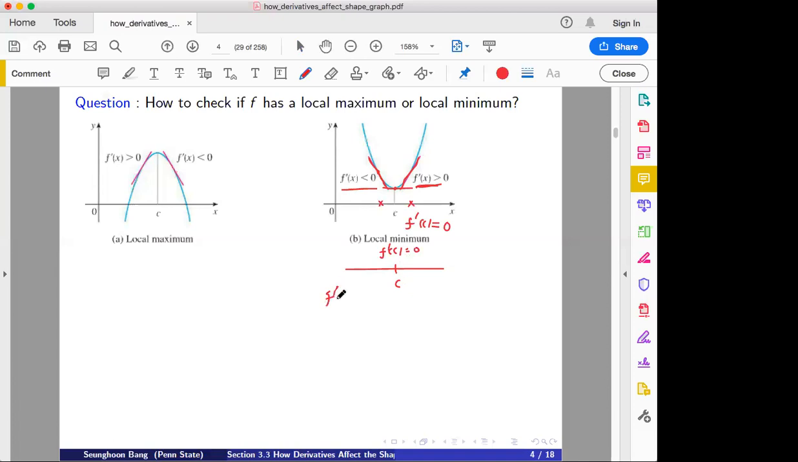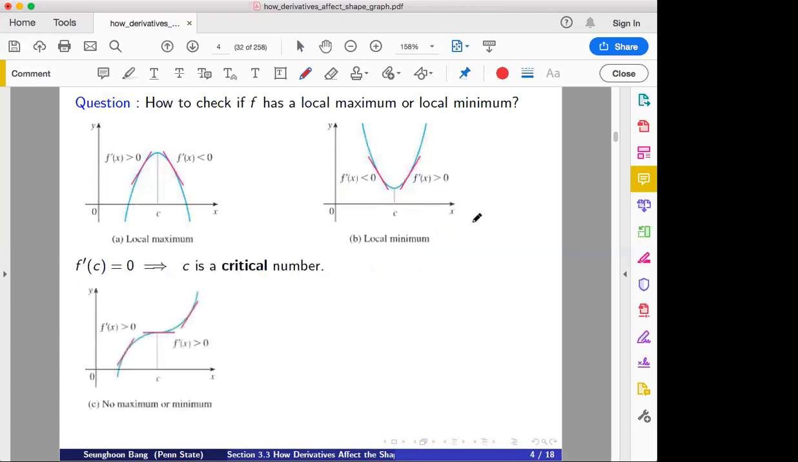One more. What happens to f prime of x? You choose a point on the left-hand side, and it is negative. Choose a point on the right-hand side, and it is positive. The negative slope means f is decreasing. The positive slope means f is increasing. The graph is decreasing and then increasing. We have a local minimum at C. This is the idea. So in this other case, we don't have a local maximum or local minimum.